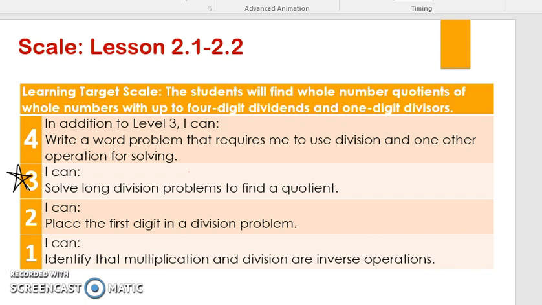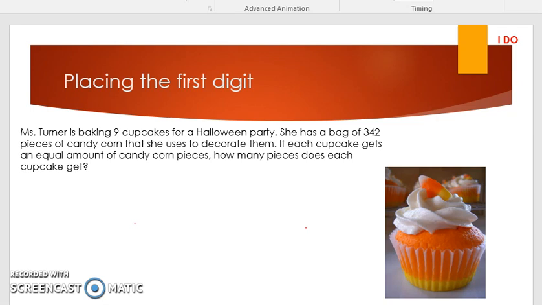Please take a minute to review the scale and write down your learning target in your notebook. By the end of this lesson, we want you to be at a level 3, being able to solve long division problems to find a quotient. Let's take a look at placing the first digit.